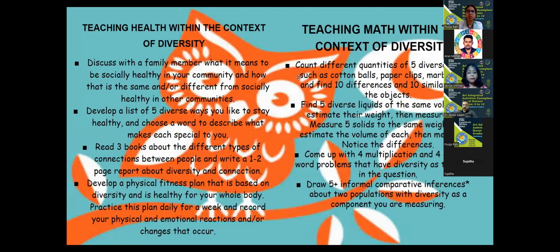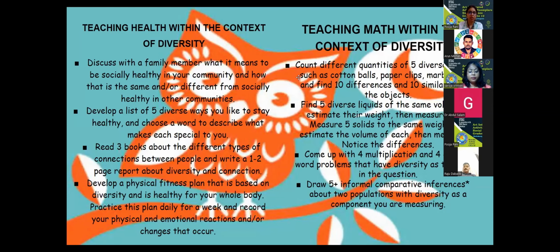Count different quantities of 5 diverse objects such as cotton balls, paper clips, marbles, etc. and find 10 differences and 10 similarities in the objects. So this will help you make them understand that there are different cultures, there is diversity in the cultures, there are different groups, there are different religions, and you can show the differences and similarities between these groups. Find 5 diverse liquids of the same volume and estimate their weight. Then measure each, and measure 5 solids of the same weight and estimate the volume of each, then measure it. Notice the difference. This is also a very good activity we can do in the classroom. It will take hardly 5 minutes if we are well planned.